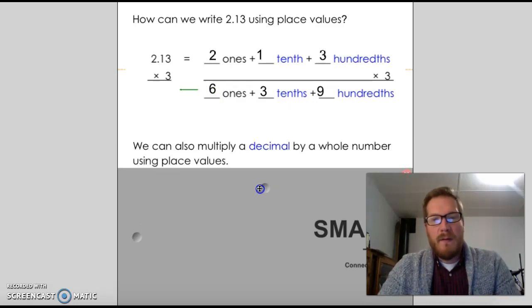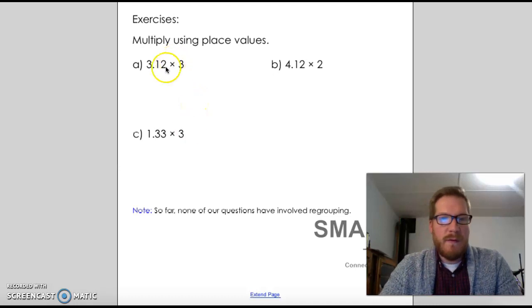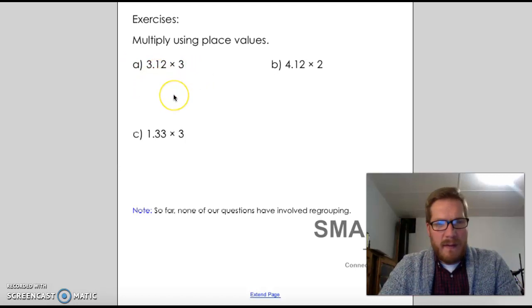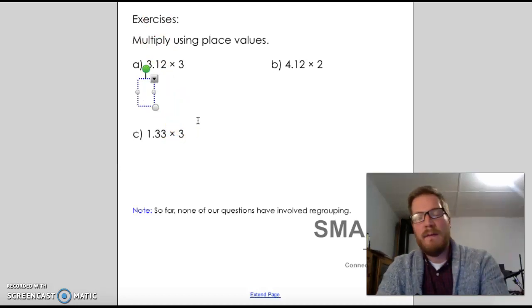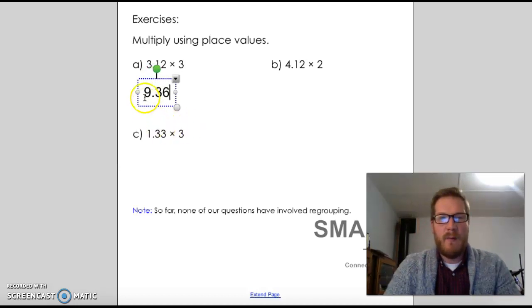So we can also multiply a decimal by a whole number using place values. So what we're going to do is multiply using place values. And so we'll go from left to right because there's not going to be any regrouping here. So we can do 3.12 times 3. So we have 3 times 3 is 9. Then 1 times 3 is 3. And then 2 times 3 is 6. So we have 9 ones, 3/10, and 6 hundredths.